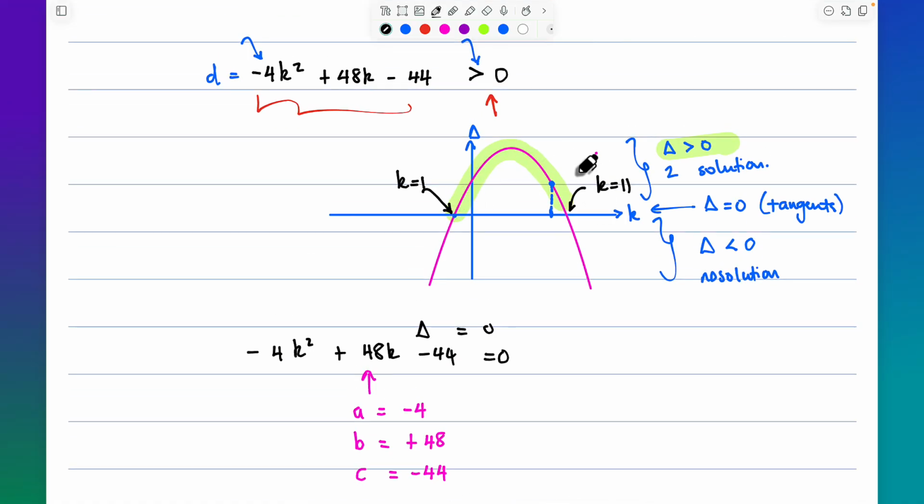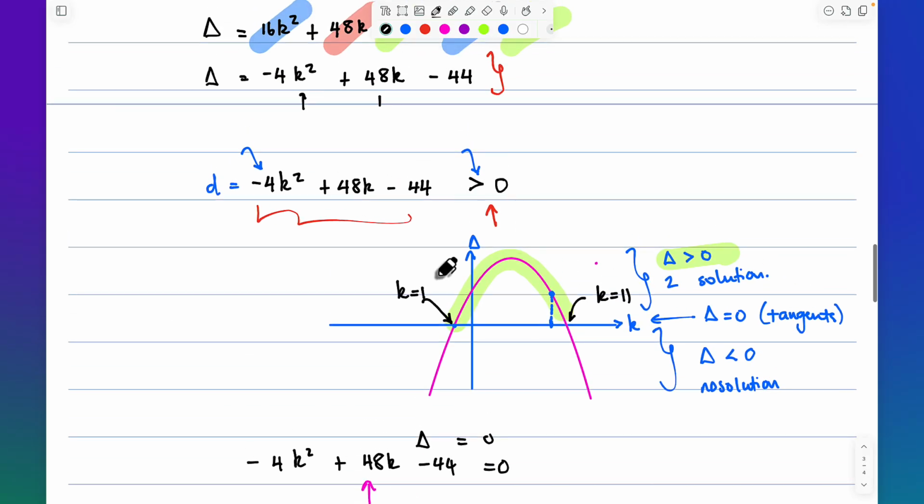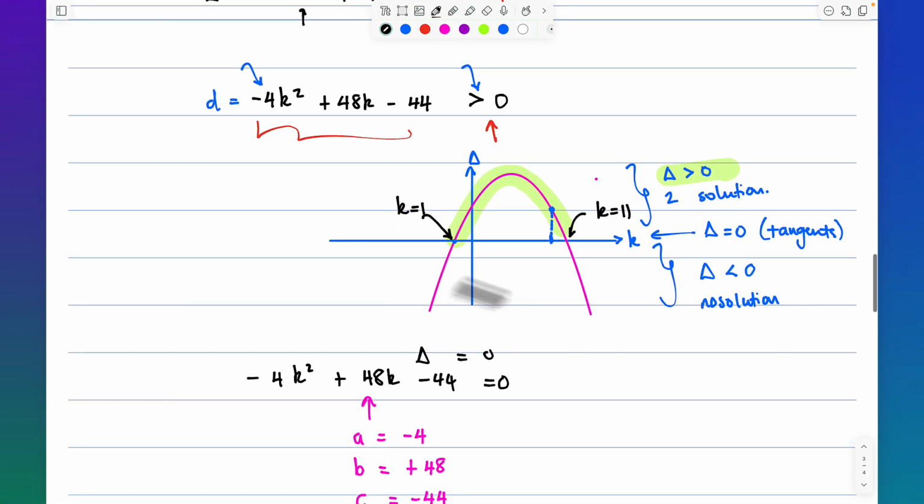So hopefully that makes sense, right? We're just trying to understand, based on the shape of the graph, what the different values of k would give you out. I'm just going to use one more illustration using Desmos, and then we're done with this example.